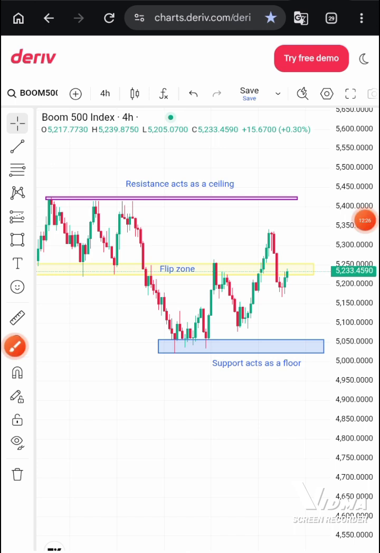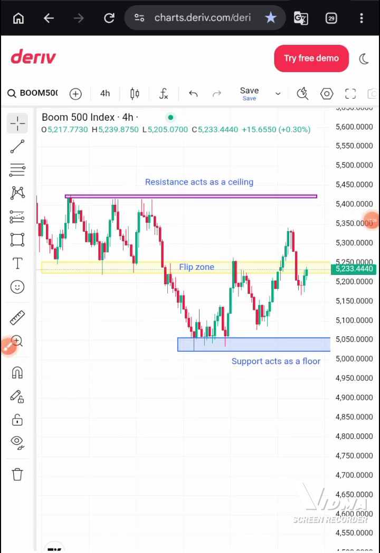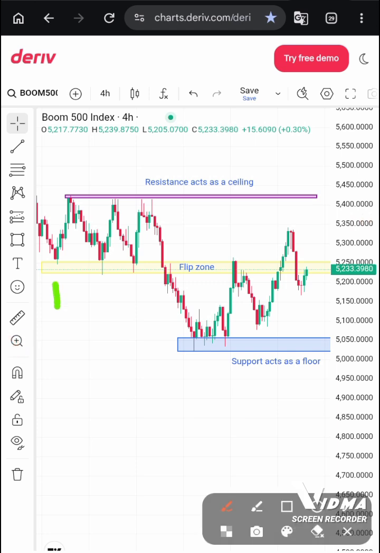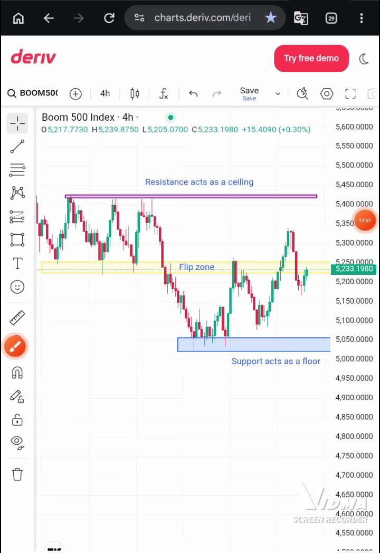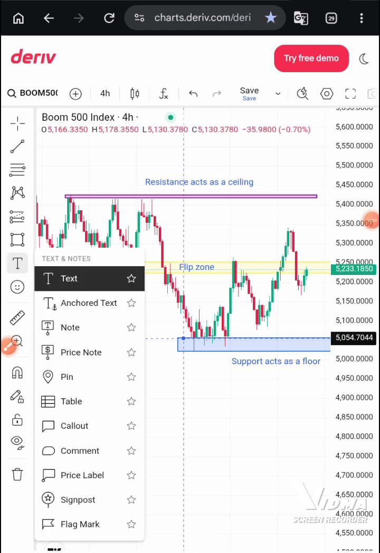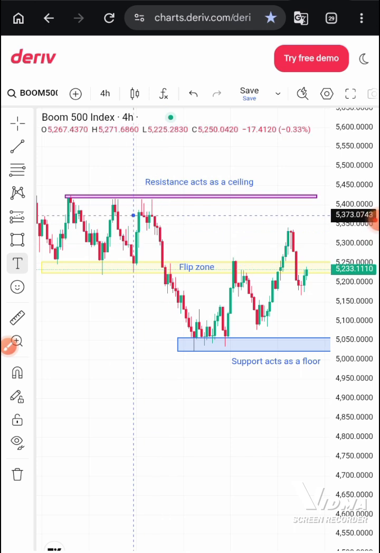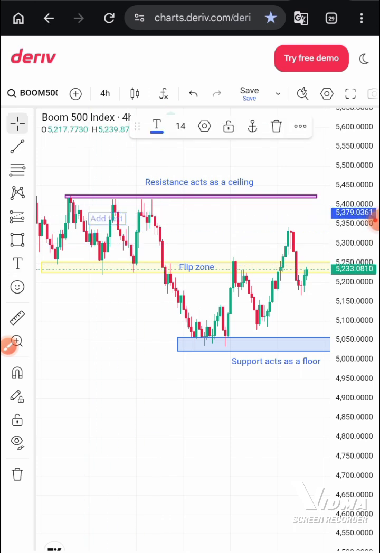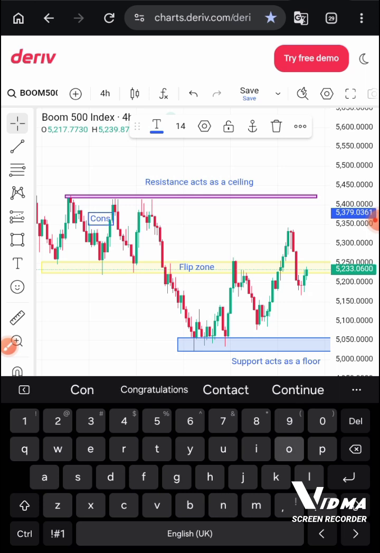And then here, when we come here now, we know that we first had a support here. So this one here was a strong support. So what we can say was happening between this resistance and support at this time here was a consolidation, okay? So here is what we call a consolidation. Let me just type it out here. Consolidation.